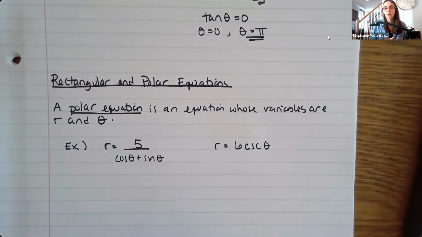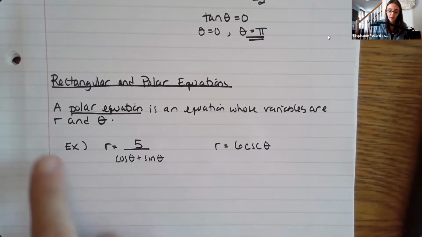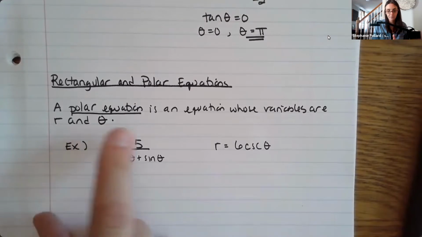In the last video, you saw that you can convert between polar coordinates and rectangular coordinates. In this video, we're going to do something very, very similar, and you can convert equations as well. So a polar equation is an equation whose variables are r and theta instead.